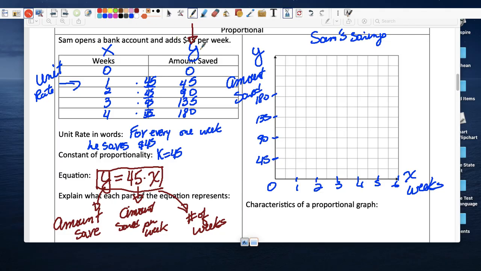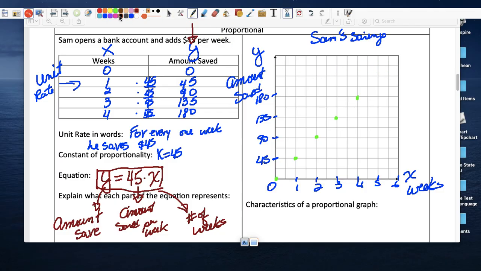We don't need more. And I keep forgetting to discuss when to connect the dots and when not to connect the dots. 0 weeks, $0. 1 week, 45. 2 is 90. 3 is 135. 4 is 180, and so forth.